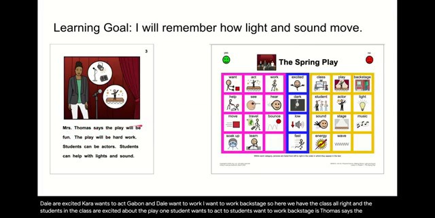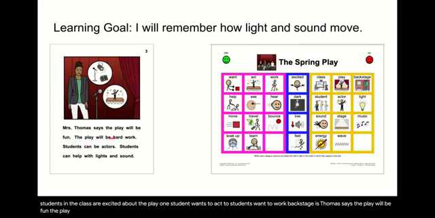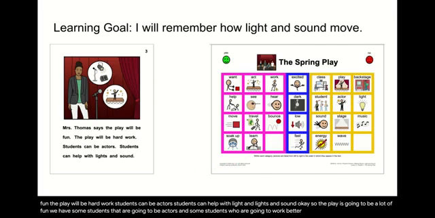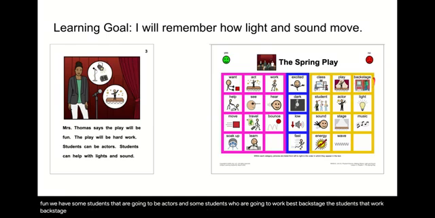Mrs. Thomas says the play will be fun. The play will be hard work. Students can be actors. Students can help with lights and sound. So the play is going to be a lot of fun. Some students are going to be actors and some students are going to work backstage. The students who work backstage are going to help with light and sound. And remember, lights and sound are types of energy.